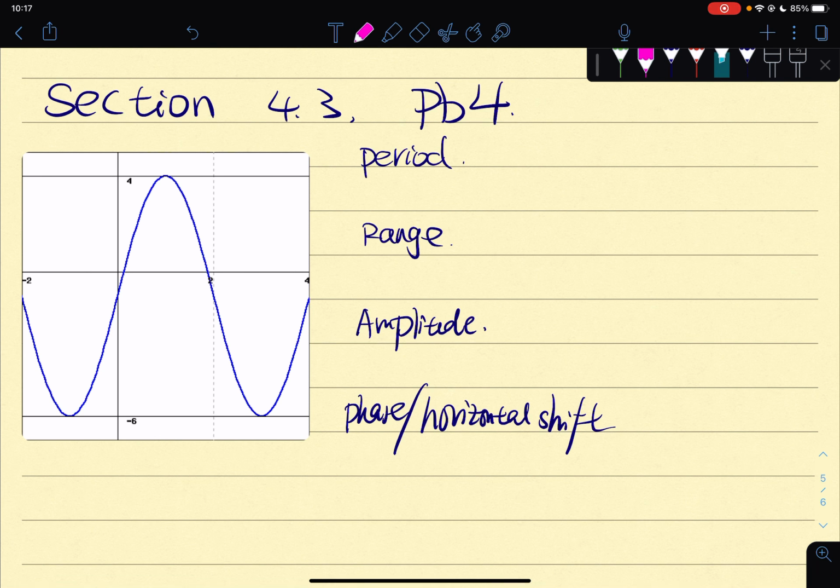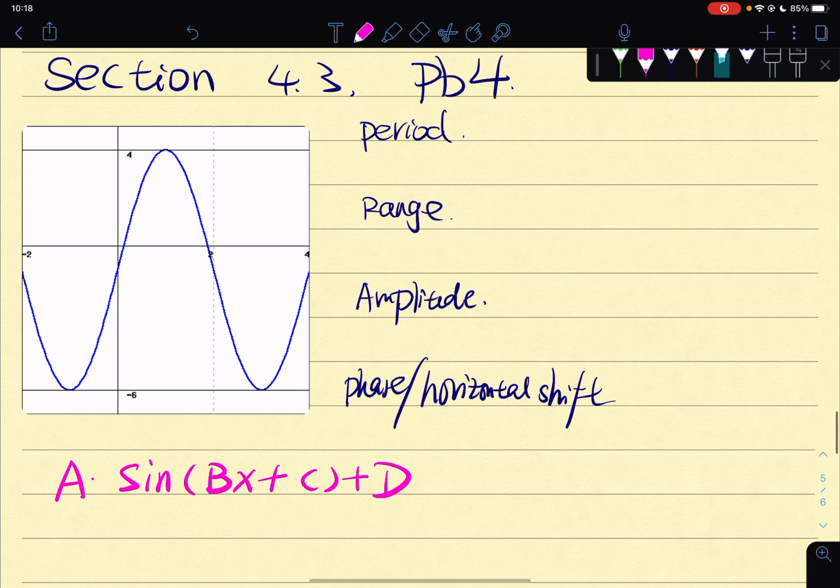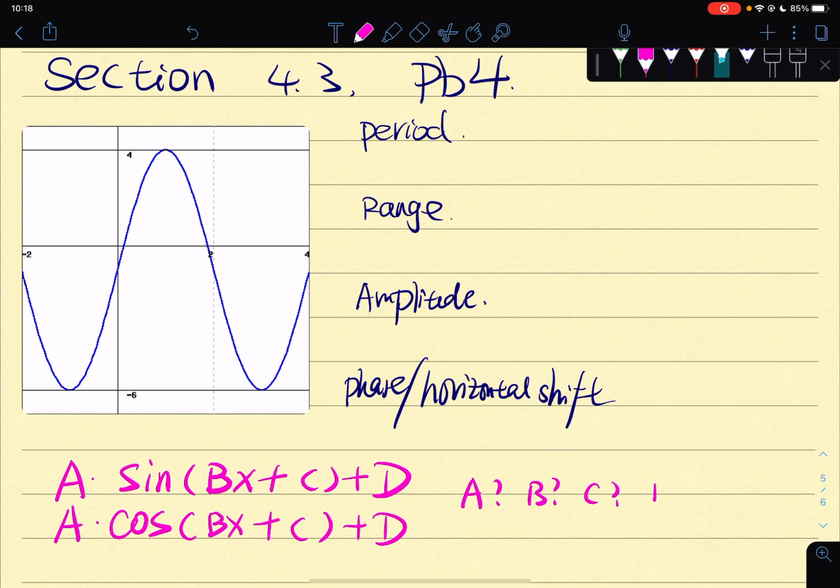So we are going to talk about problem number 4 from section 4.3. We are going to start by finding the basic property of my function and then trying to fill in the blanks, trying to figure out what exactly is my a, b, c, and d here. You do realize there are two possibilities here. It could be potentially a sine and a cosine function. Whichever one makes it simpler, we will go with that. But essentially, you want to find what is a, what is b, what is c, what is d.